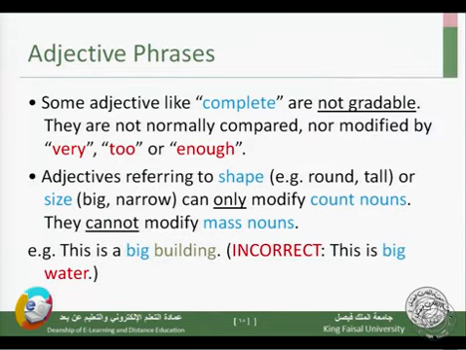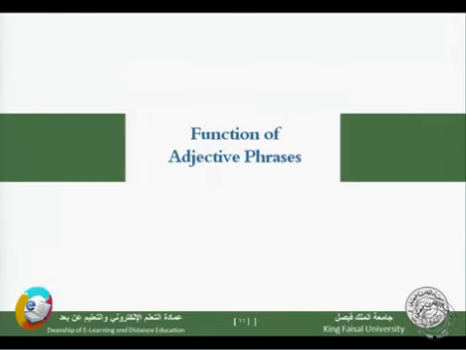Look at the example. This is a big building. Big refers to size. Building is a count noun. We can say one building, we can say two buildings. So big is possible to come with building, but it is incorrect to say this is big water. If we are referring to a mass of water, a big mass of water, you can't say this is big water, because water is a mass noun. You can't use the adjective big with mass nouns because it refers to size, and other adjectives that refer to shape are the same as well.